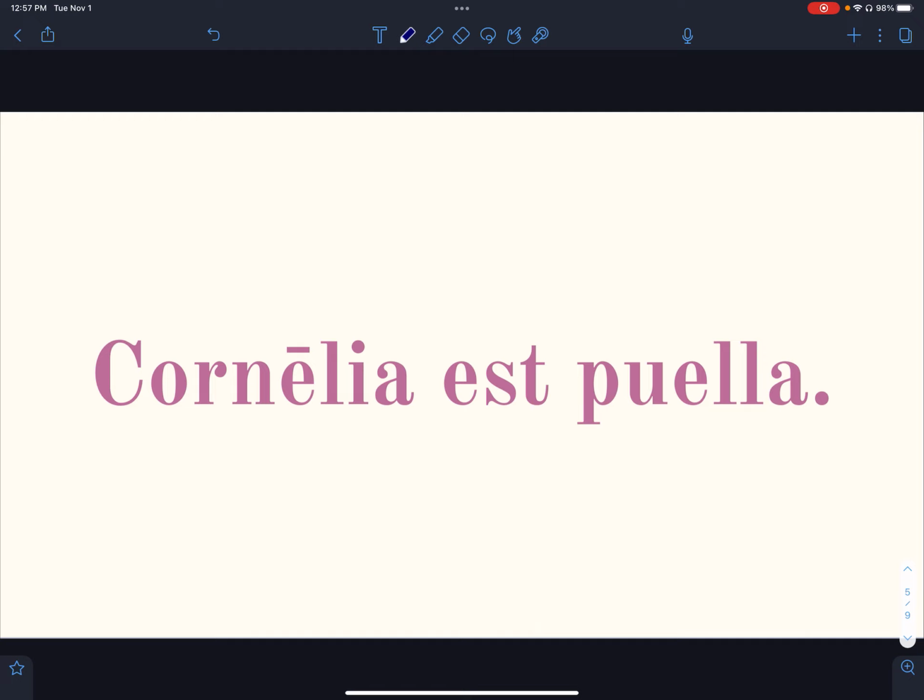Next, please write this down. Cornelia est puella. This is another sentence that hopefully you've seen a bajillion times, but it never gets old, in case you need a reminder.